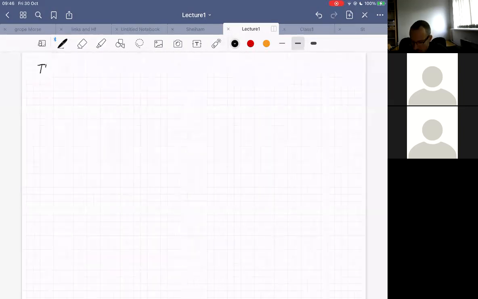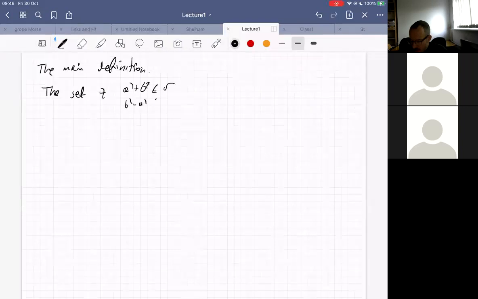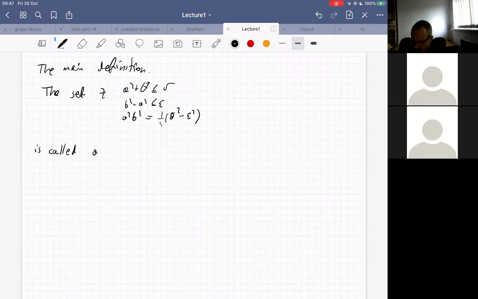And here is the main definition. The set Z, well, it was defined as the set of A squared plus B squared less or equal than delta, B squared minus A squared less or equal than epsilon, and A squared times B squared less or equal than 1/4 of delta squared minus epsilon squared, is called an n-dimensional handle of index k.